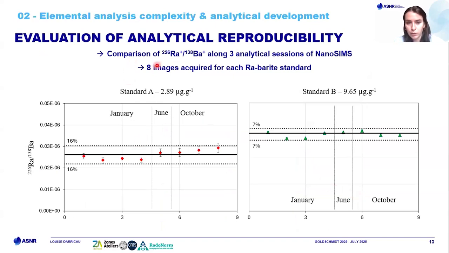So we compare the ratio, radium-barium, along 3 analytical sessions of NanoSIMS, so one from January, one from June, and one from October, so it's from last year. So here is the result from the standard enriched with 3 ppm of radium, and here for 9.65 ppm of radium. And as you can see, we have really a good reproducibility along the sessions with 16% of variability for this standard and for only 7 for this one. So really great reproducibility for the 3 sessions.